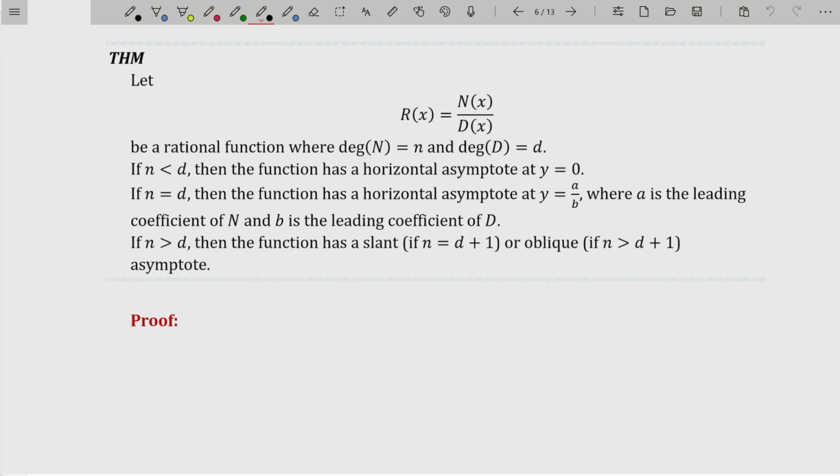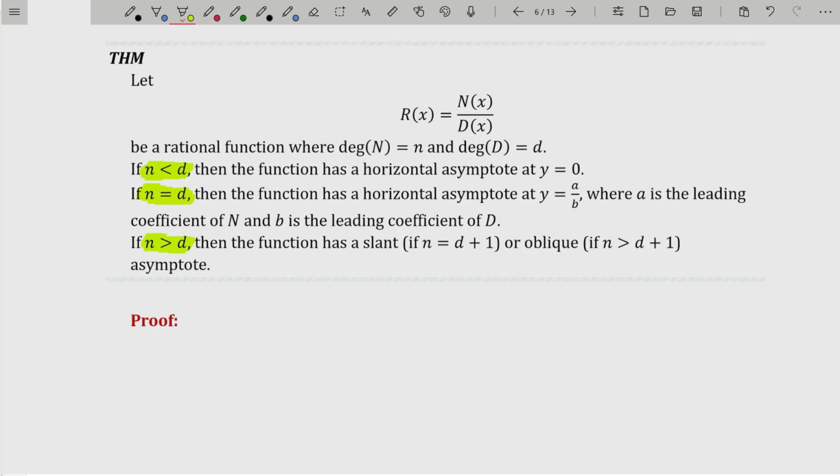So this theorem actually summarizes what we've just seen, and we'll go back to what we've just seen just to justify this theorem a little bit. So we're going to let our rational function just be a numerator function over a denominator function. They're both polynomials, okay? And the degree of the numerator we're going to say is lowercase n, and the degree of the denominator we'll call lowercase d. There are three cases. Either the degree of the numerator is less than the degree of the denominator, or the degrees of the numerator and the denominator match, or the degree of the numerator is greater than the degree of the denominator. That's it, right?